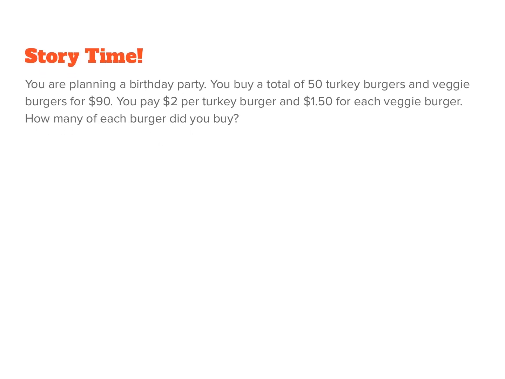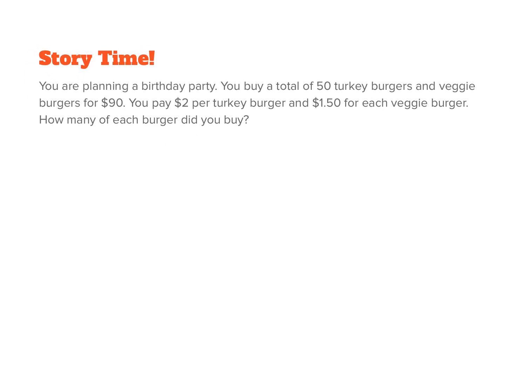All right, last example here. We are going to go into a couple of different story problems that use situations, and then we're going to build a system of equations using that situation. So it says this. We're planning for a birthday party. We buy a total of 50 turkey burgers and veggie burgers for $90. Right? There's a total of things being bought for $90. I paid $2 per turkey burger and $1.50 per veggie burger. How many of each burger did you buy?